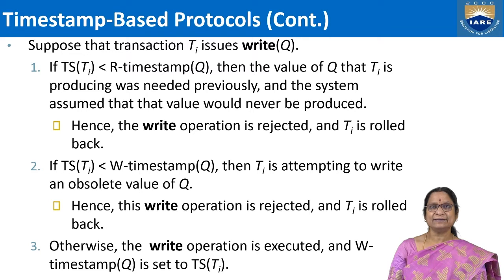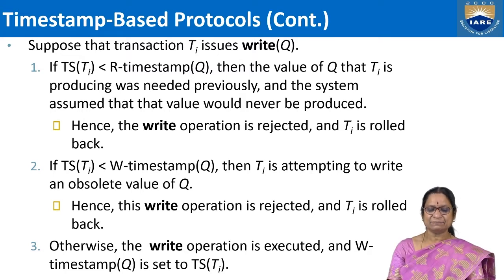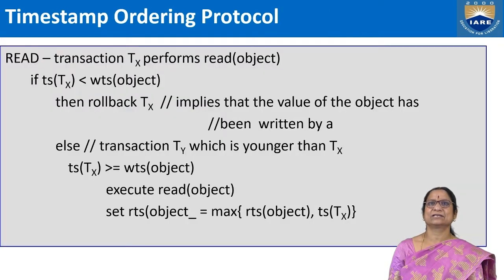So, in summary, a write of a transaction is going to be executed if the current transaction timestamp is not less than the read timestamp of Q and not less than the write timestamp of Q. In both cases, the read timestamp of Q and write timestamp of Q must not be greater than the current transaction's timestamp. Then only this update is going to be valid actually. So the write operation is executed and the write timestamp of Q is going to be set to the value of the current transaction actually.